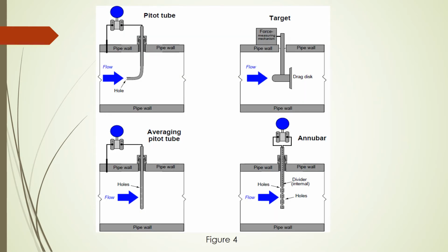In this slide you can see that those differential pressure elements work with the deceleration. The first one is the Pitot tube, and the averaging Pitot tube, and the target tube, and the Annubar tube. Here we can see the opposite of the previous differential pressure element. Here we have a deceleration. It means we have a decrease in velocity, and the lower pressure will be at the inlet and the higher pressure will be at the outlet.